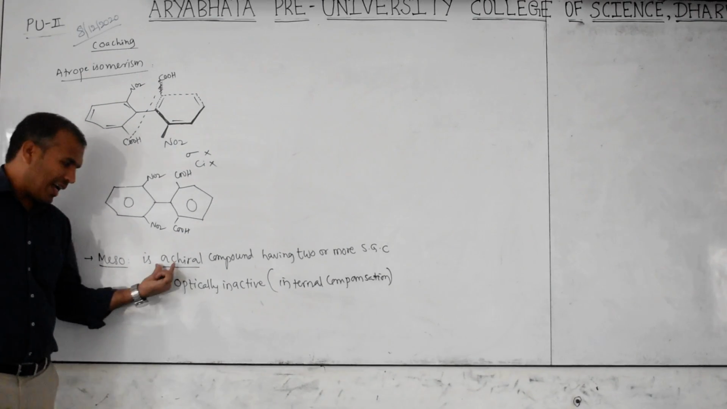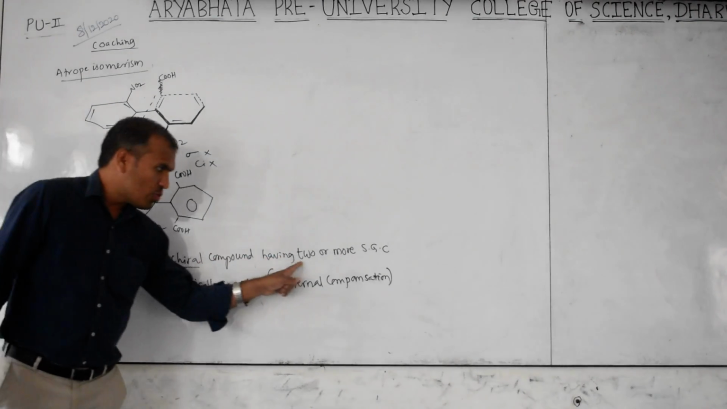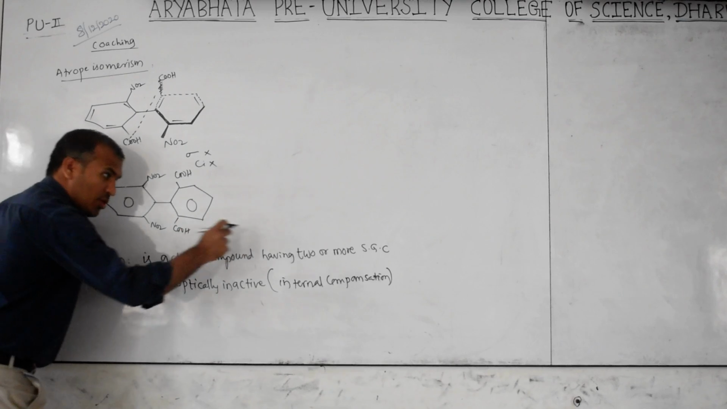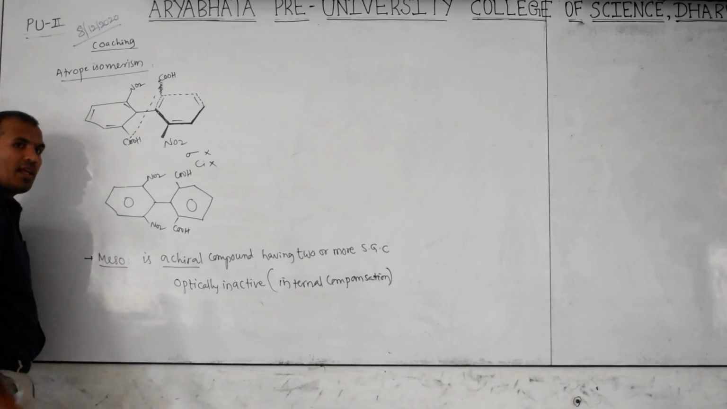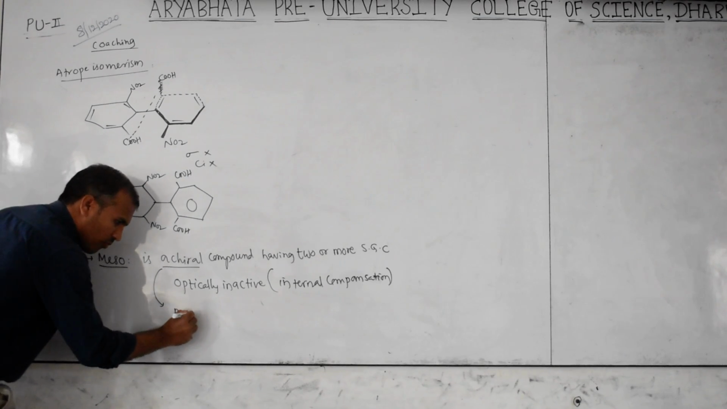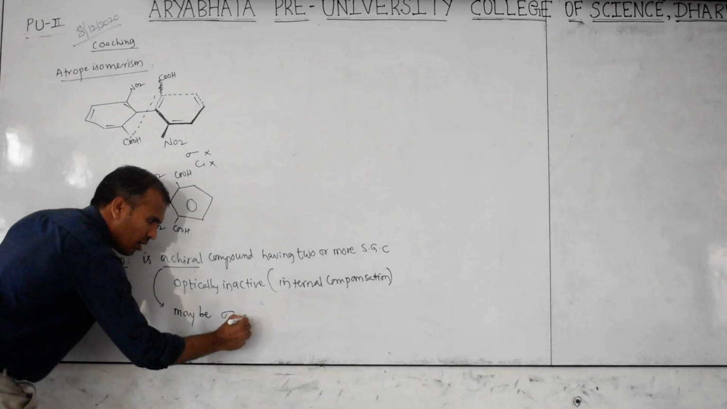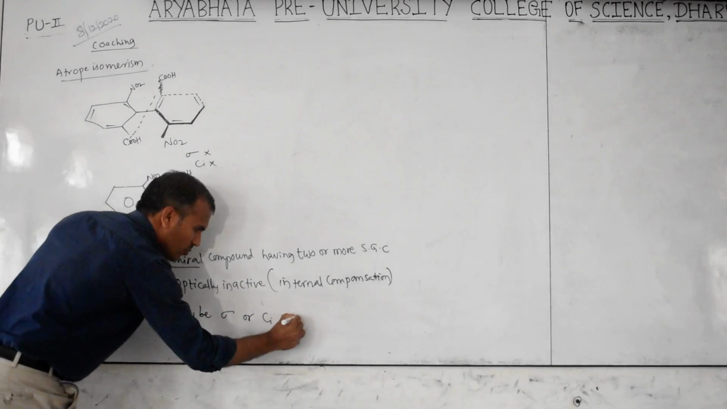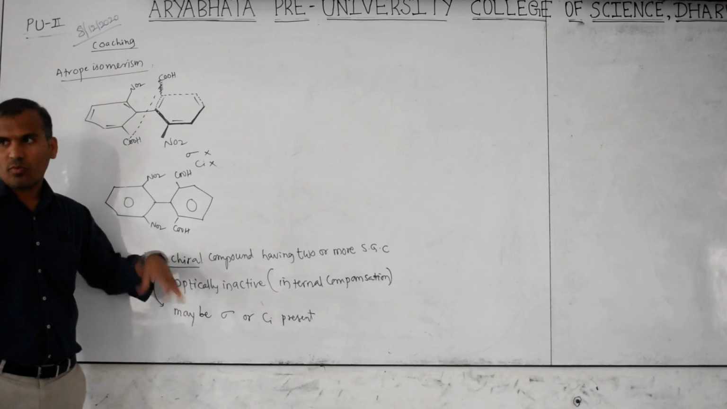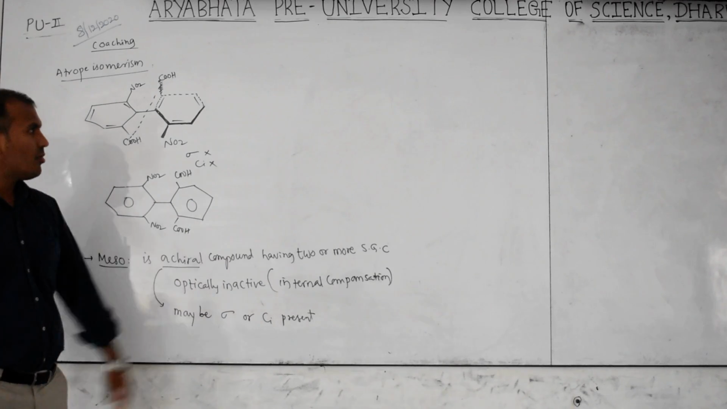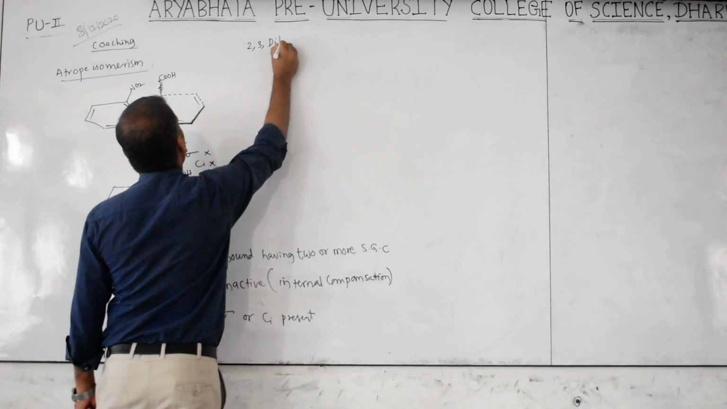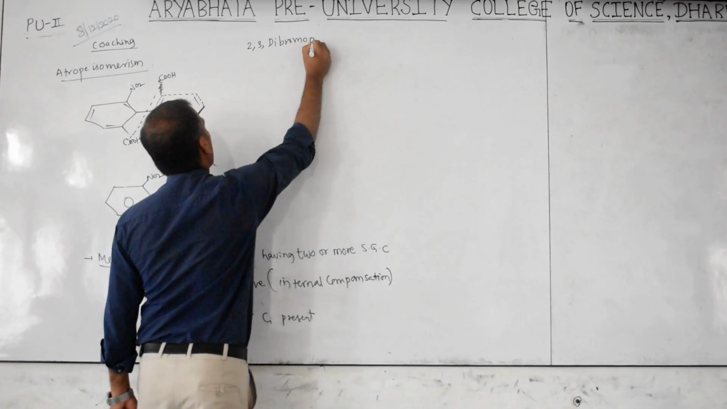So why is it achiral? It has two or more stereogenic centers, but it is also achiral. Reason: why do we consider it achiral even though stereogenic centers are present? Reason: maybe sigma or Ci is present in the overall model. Clear? One example we discuss. That is 2,3-dibromobutane.